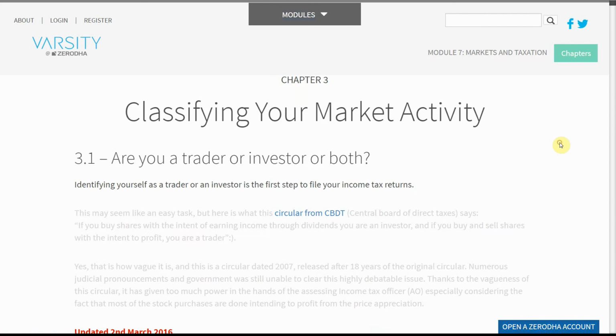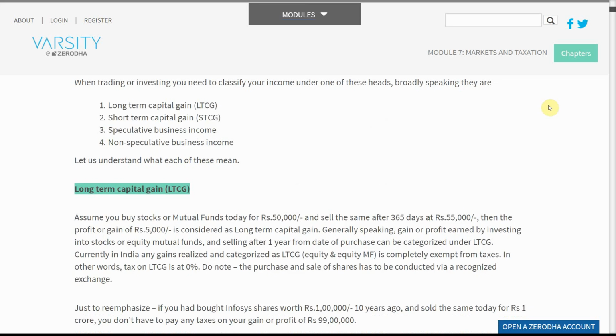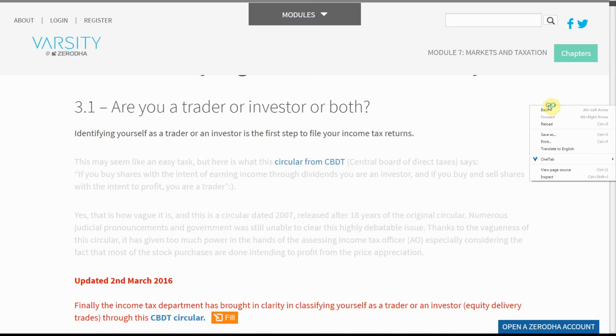Chapter 3. Classifying your market activity. 3.1 Are you a trader or investor or both? Identifying yourself as a trader or an investor is the first step to file your income tax returns.